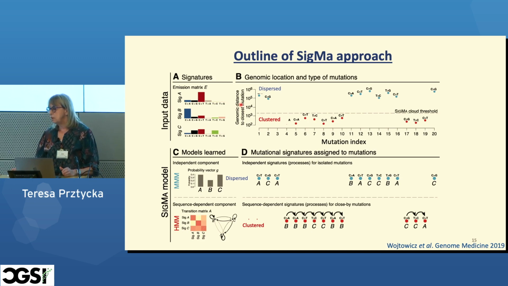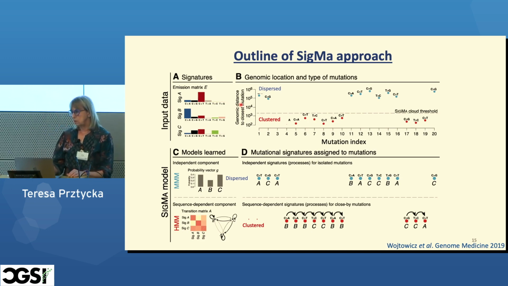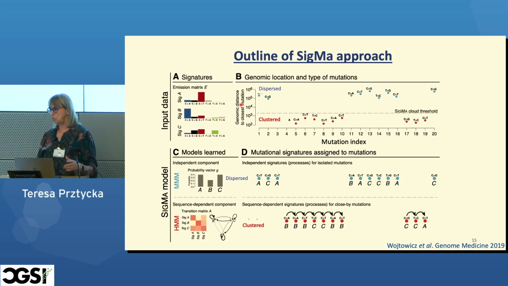And the main idea is to divide the mutations into two groups. One I call dispersed, where two consecutive mutations in the genome are far away from each other, and for these we simply model them as a multinomial process. And the clustered mutations that are nearby, these are the ones that we model with the hidden Markov model.